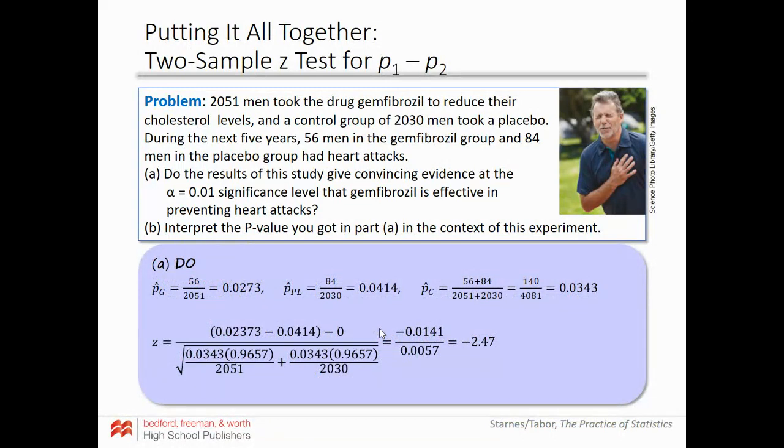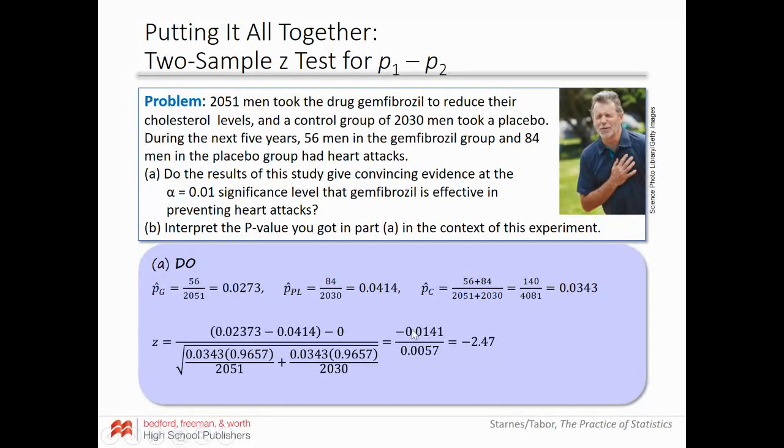As we get the state and plan, we can now do the calculations. So I have p hat G, p hat for the placebo, and then my pooled proportion here. I then will plug into my formula. Z is equal to all this. Again, in the numerator, I get a negative number. So it shows that the proportion of people who took the drug and had a heart attack is less than that of the placebo group.